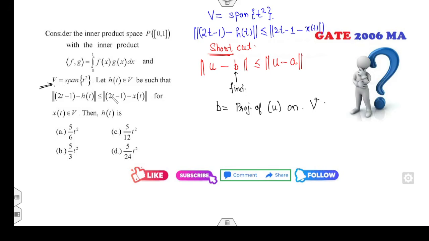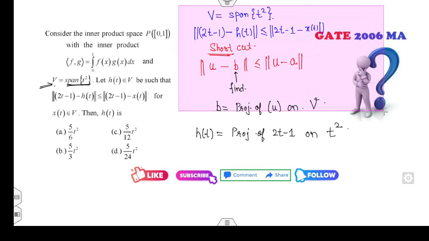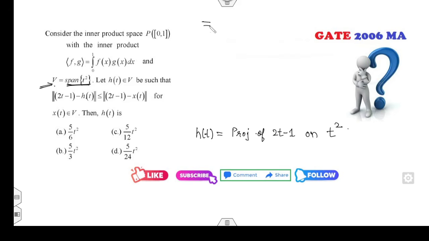So in this example, what is h? That means h(t) is the projection of 2t minus 1 on V. V is my t square. That is the required target. Fine. So now how will you find it? How can you write the projection? That is the inner product of 2t minus 1 and t square, divided by the inner product of t square and t square. Now you can integrate them over 0 to 1.